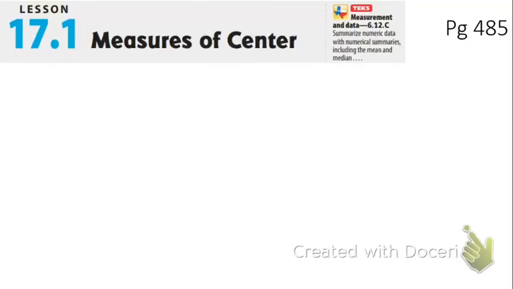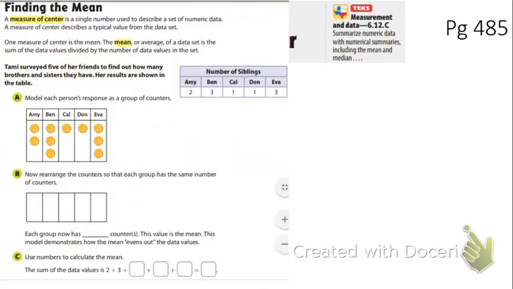So today we're going to start lesson 17.1, measures of center, which is our first lesson on data analysis. The state of Texas expects you all to be able to summarize numeric data with numerical summaries, including the mean and median. And it's on page 45, ladies and gentlemen.